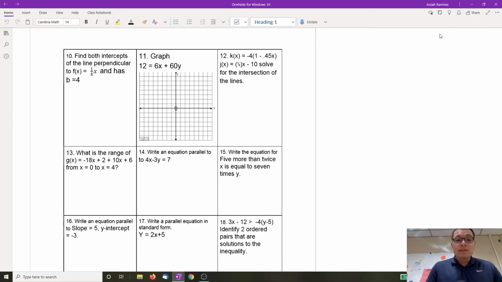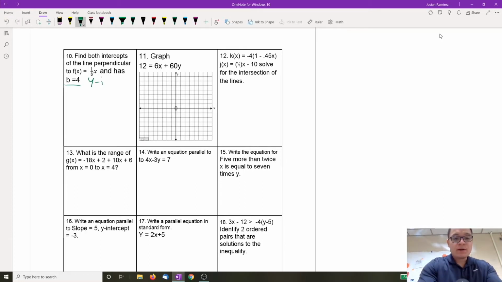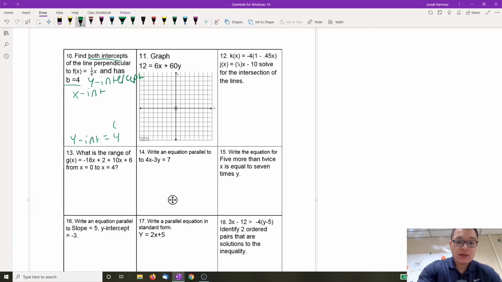The first question wants you to find the intercepts of the line perpendicular to that has a new y-intercept of 4. If b is equal to 4, that's the y-intercept. And the question wants you to find both intercepts. So by both, that means the x-intercept and the y-intercept. So the x-intercept, we're going to have to solve for that. That's going to take a little bit of time. But the y-intercept, we already know that that's going to be equal to 4. Or you can put the point (0, 4) for the y-intercept.